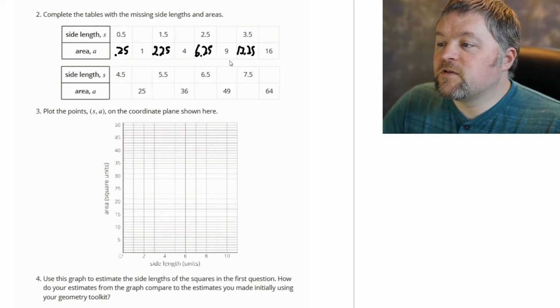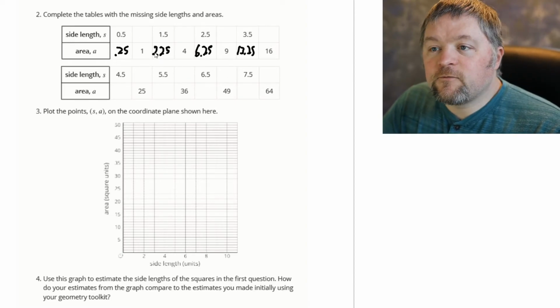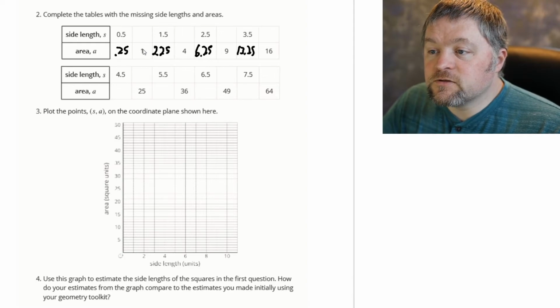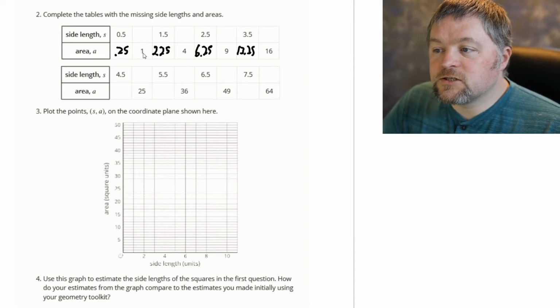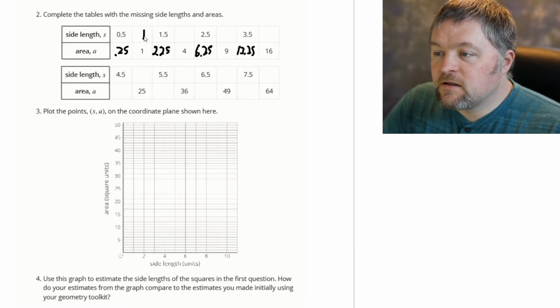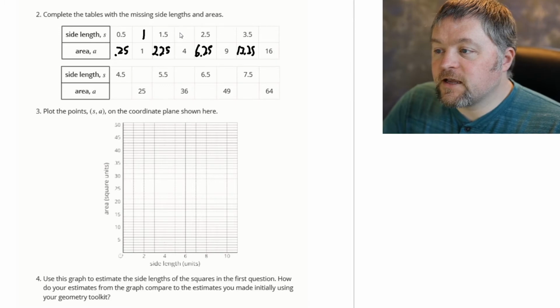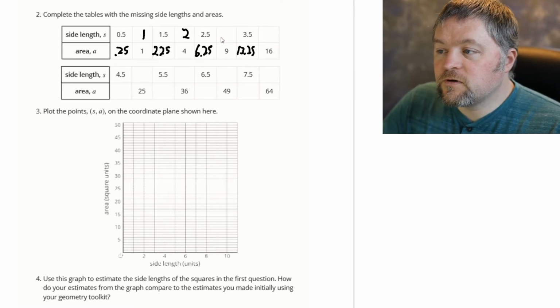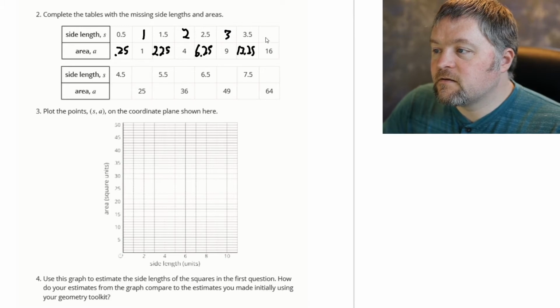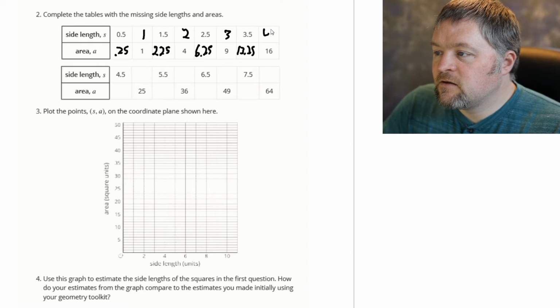Now, some of these go the other way, and fortunately they're all nice values. The area is 1. What is the side length? Meaning, what is the square root of 1? What do you multiply by itself to get 1? That's just 1. What do you multiply by itself to get 4? 2. What do you multiply by itself to get 9? 3. What do you multiply by itself to get 16? 4.